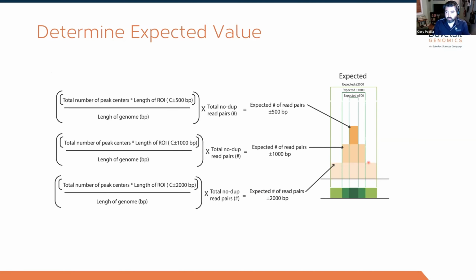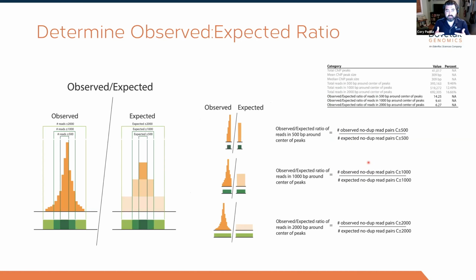So the next question we want to ask then is, what is the observed versus expected ratio? This is actually pretty easy. We know what the observed signal is because we've already calculated it, and we know what the expected value is, because we just calculated it in the previous step. And so now it's simply dividing that observed signal by the expected signal, which gives us that enrichment.